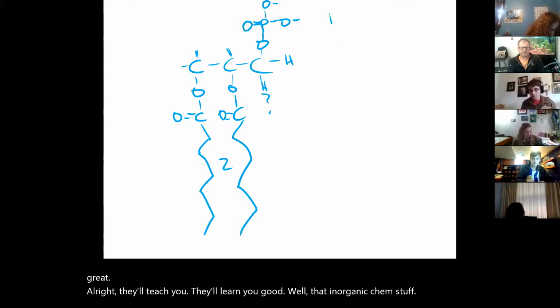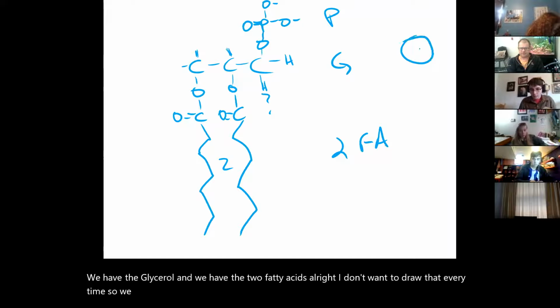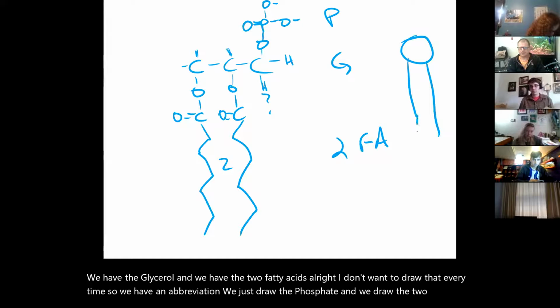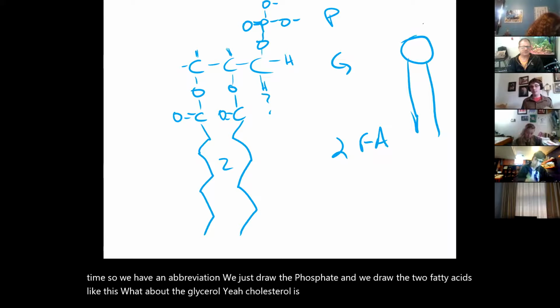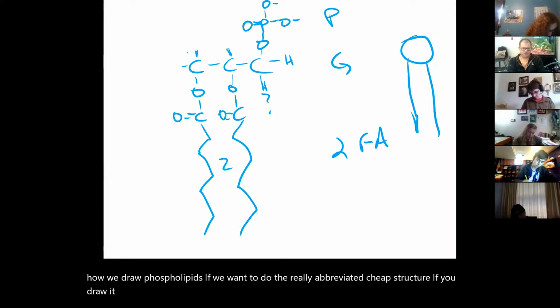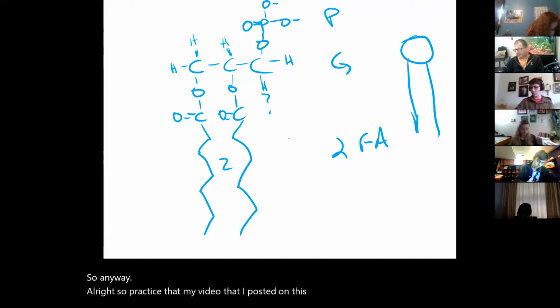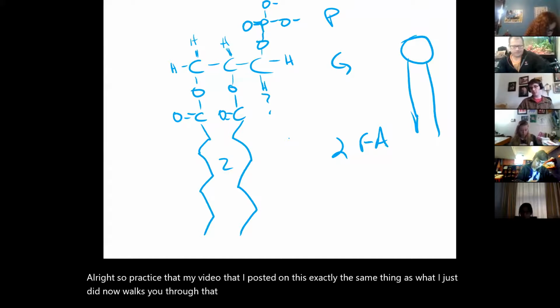Okay, so we have a phosphate, we have the glycerol, and we have the 2 fatty acids. I don't want to draw all that every time, so we have an abbreviation. We just draw the phosphate and we draw the 2 fatty acids like this. What about the glycerol? That glycerol is in here somewhere, it's in there. So that's how we draw phospholipids if we want the really abbreviated structure. If you draw it out, you have to draw all of this. So anyway, practice that. My video that I posted on this, exactly the same thing as what I just did, walks you through that, and you can watch that again if you missed this.